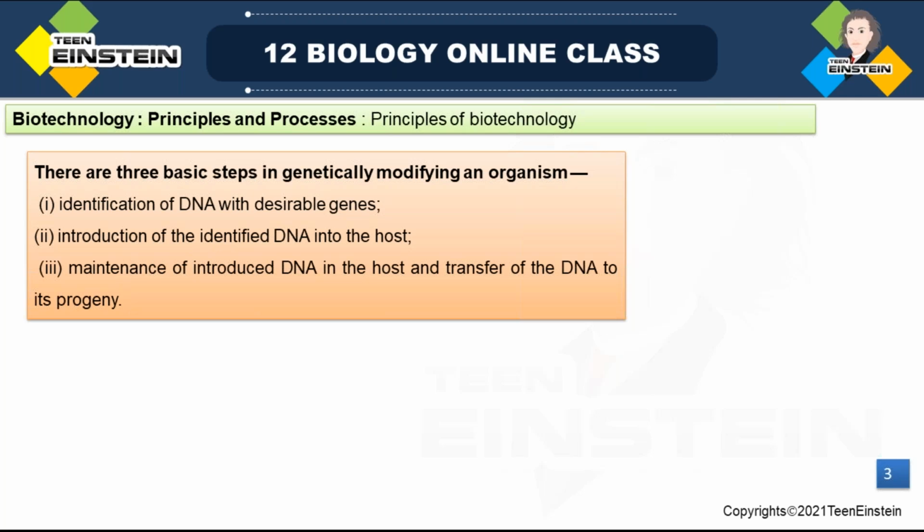So there are three steps: identification of the DNA with desirable gene, then introduction of the identified DNA into host, then the third step, after introducing into host, maintaining that DNA along with the multiplication of host genome. This DNA also will get multiplied, and it will get transferred along with that host genome into the progeny. Got it? So these are the three main steps.